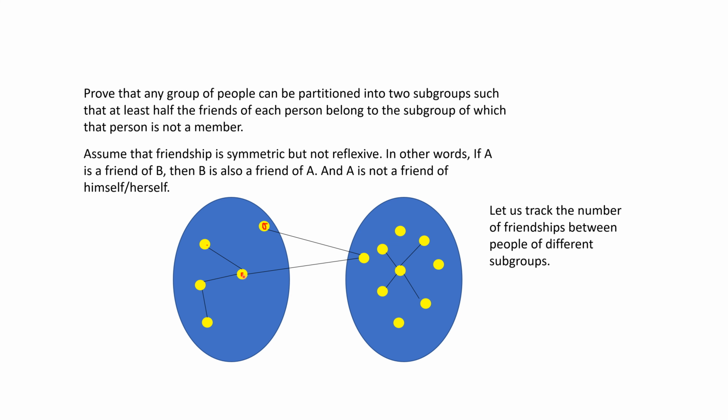these activities of moving people from one subgroup to another, whoever doesn't meet the condition, need to be done only a limited number of times. So obviously we will always be able to find such a subgroup.